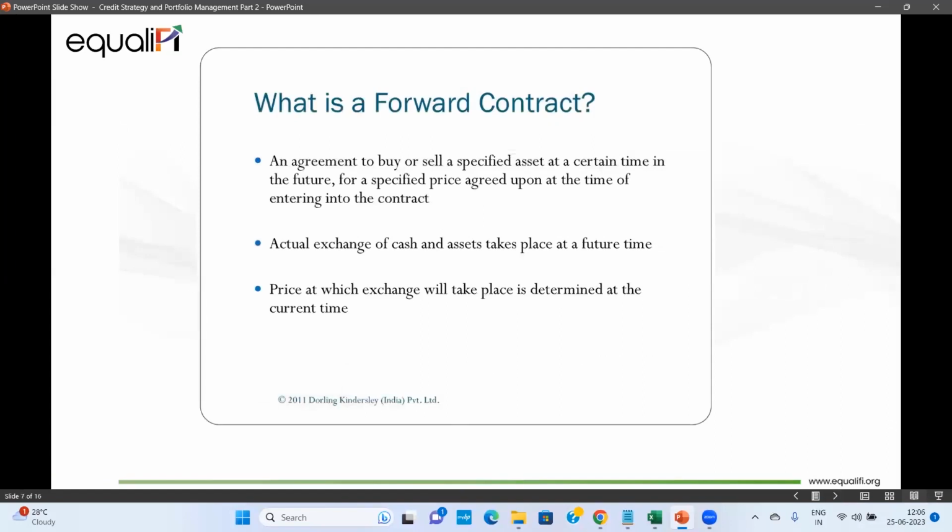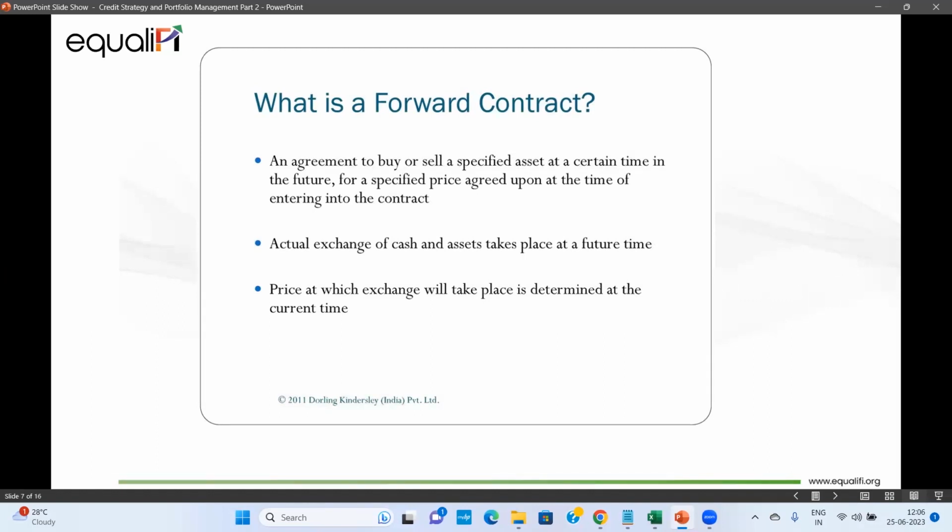Next, we will talk a bit about forward contracts. We all know a forward contract is an agreement to buy or sell a specified asset at a certain time in future for a specified price agreed upon at the time of entering into the contract. The actual exchange of cash and assets takes place at a future date. There's a commitment that I will be purchasing that product on that particular date at this particular rate, right?